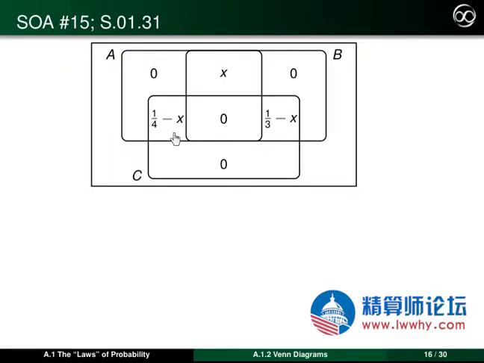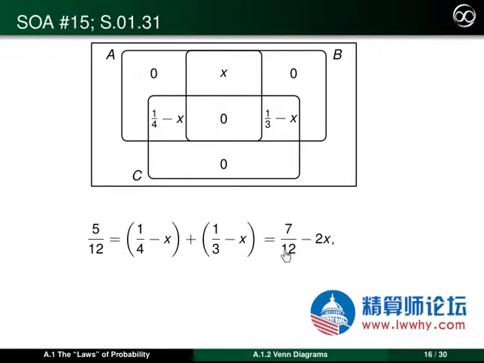How can I use that 5/12? Well, I know the probability of C is 5/12. So what's the chance of C? It's 0 plus 0 plus a quarter minus X plus a third minus X. So 5/12, the chance of C, is a quarter minus X plus a third minus X, which adds up to 7/12 minus 2X. And I can solve and get that X is equal to 1/12.